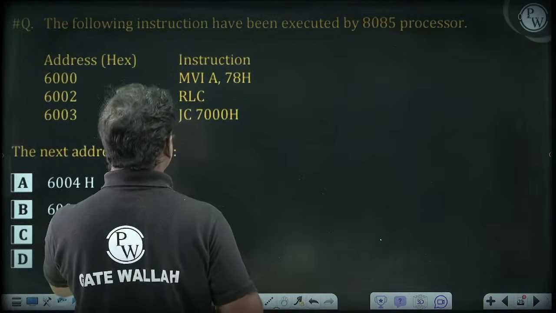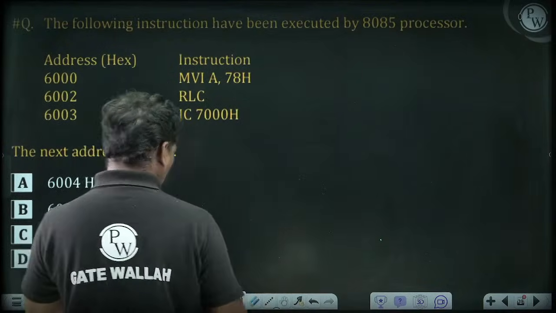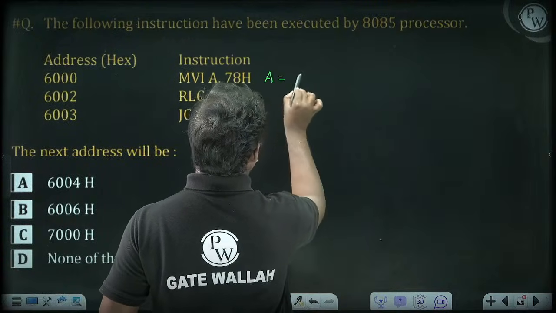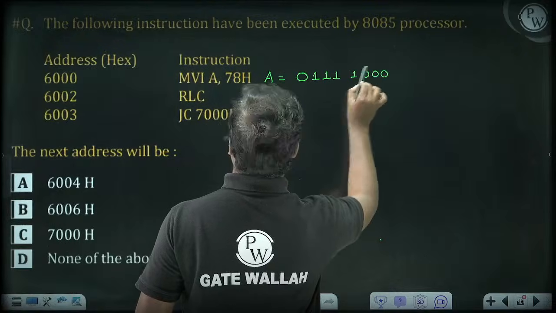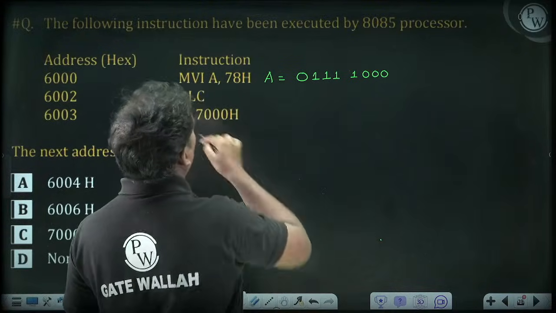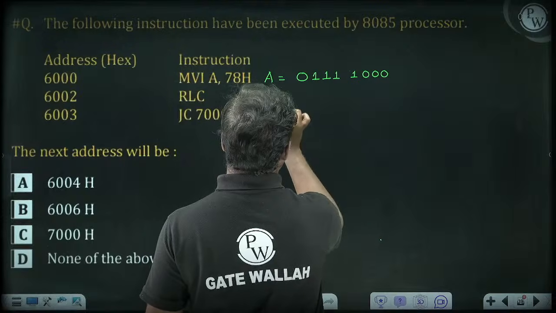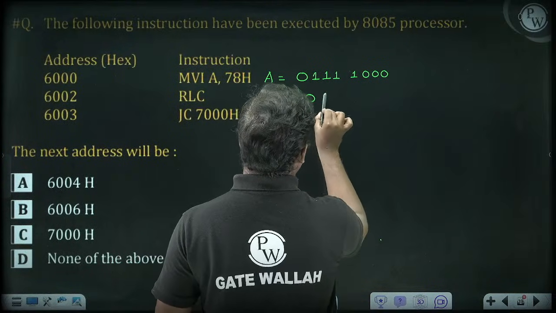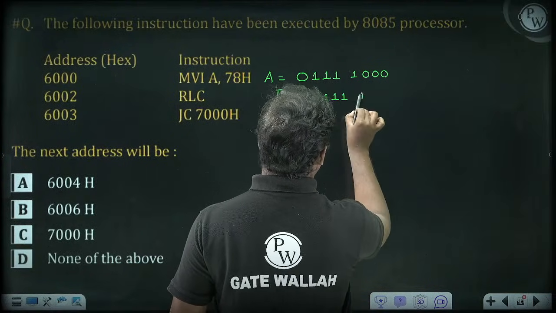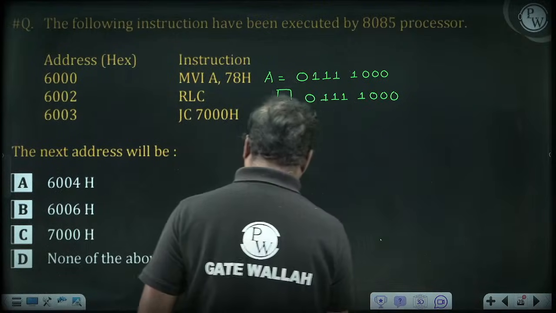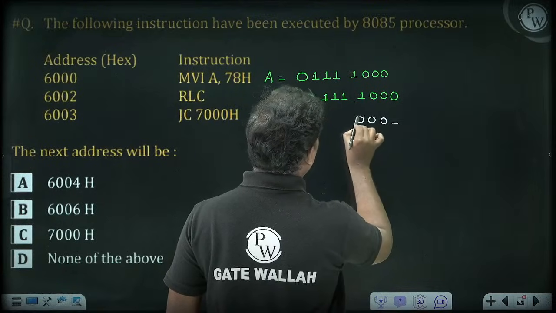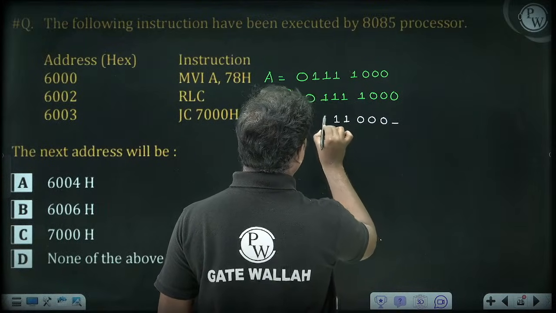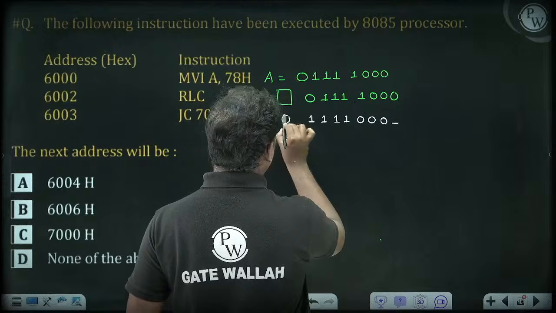Move immediate A comma 78. So this A is equal to 78, which is 0 1 1 1 1 0 0 0. RLC, rotate left with carry. So the carry flag is equal to this bit. So this is 0 1 1 1 1 0 0 0. If you rotate this now, you'll get 0 0 0 1 1 1 1 0.